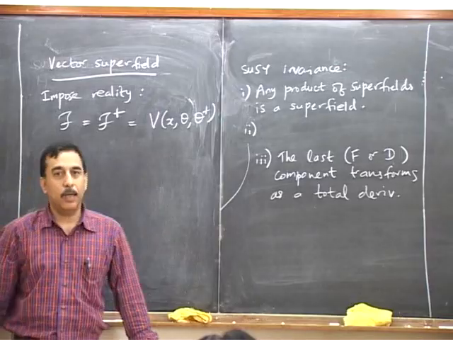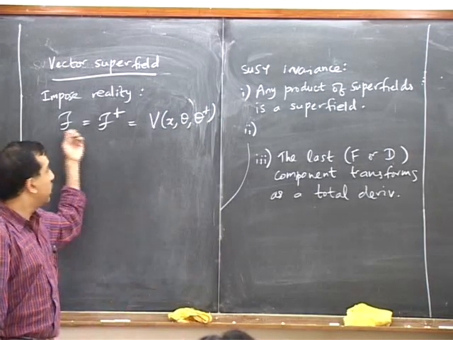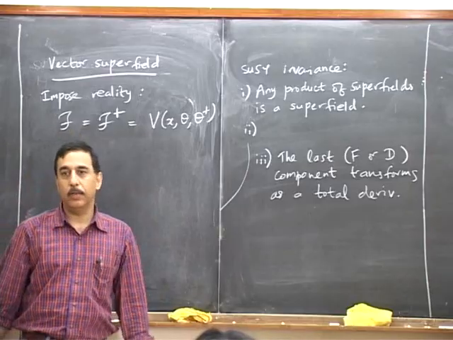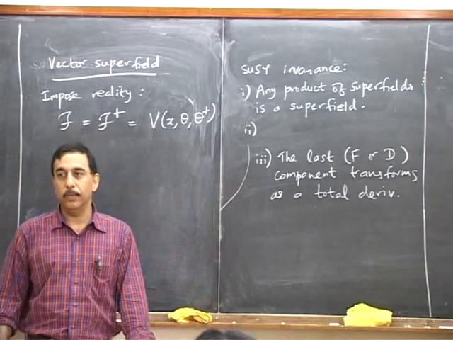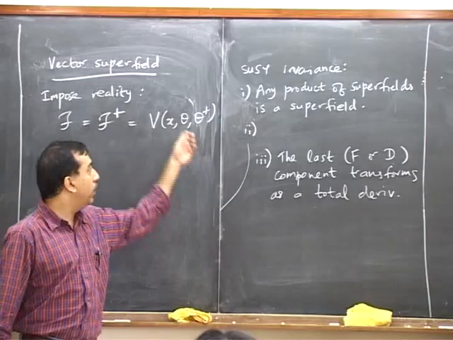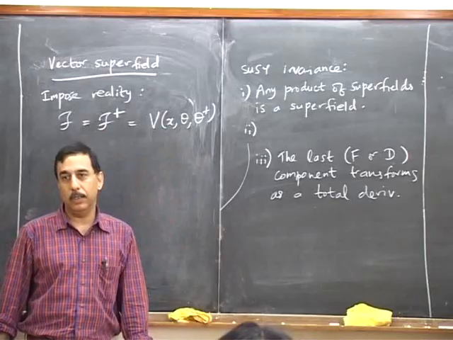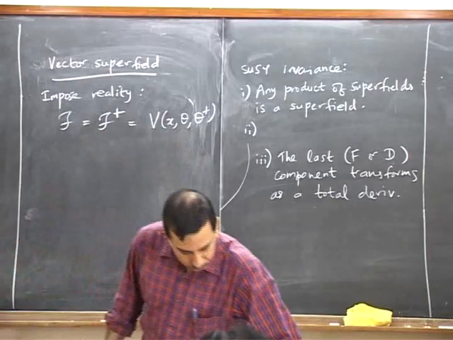Okay. Now, last time or some time before, I had written down the expansion of a general F, any arbitrary superfield, all the way up to the theta to the fourth terms. And now the expansion of V is exactly the same, except that all the coefficients are constrained to be real. Nothing more than that.